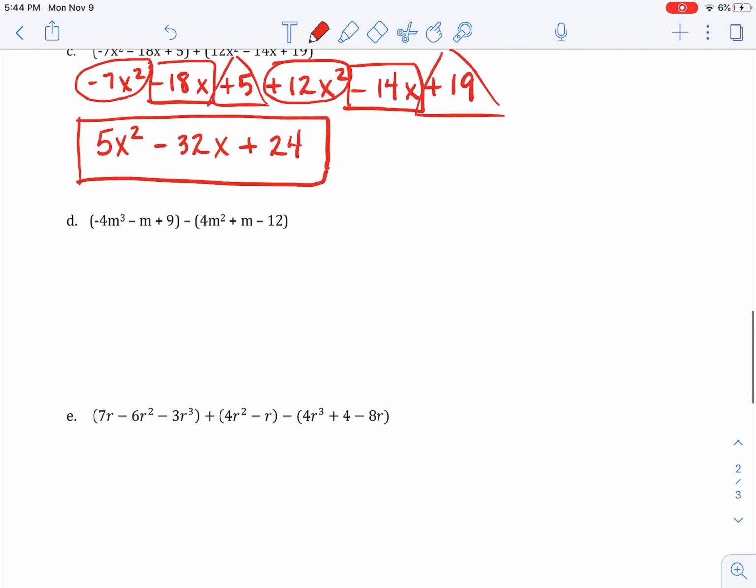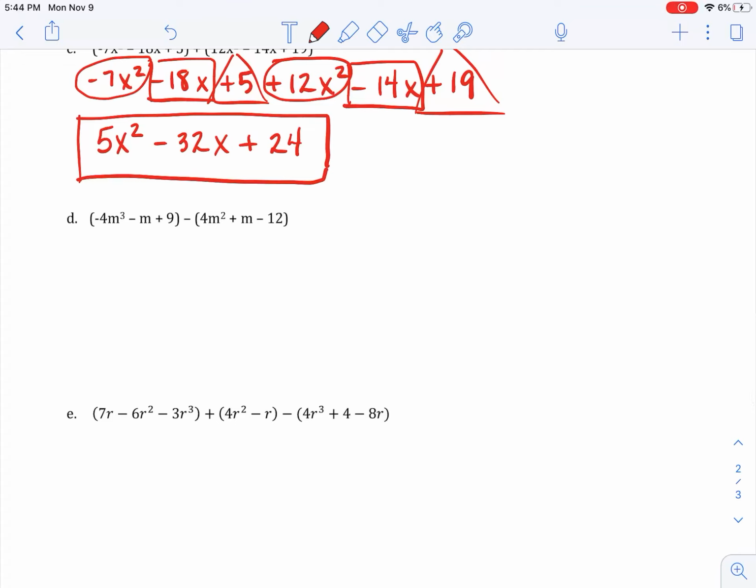All right, got two more examples. In D, we're back to subtraction. So again, I'm going to warn you that if you're not going to rewrite it, you better know that in that second parenthesis, everything's going to change signs. So my positive 4m squared is going to be a negative 4m squared. My positive m is going to become a negative m. My negative 12 is going to become a positive 12. Subtracting means take the opposite, add the opposite.